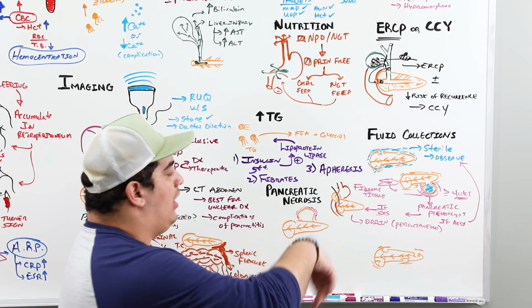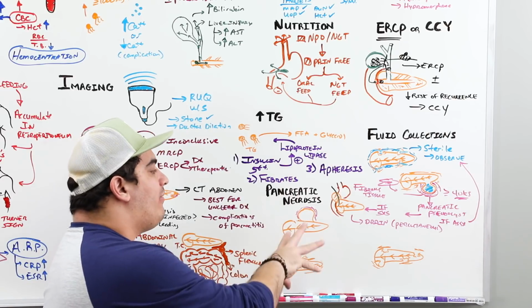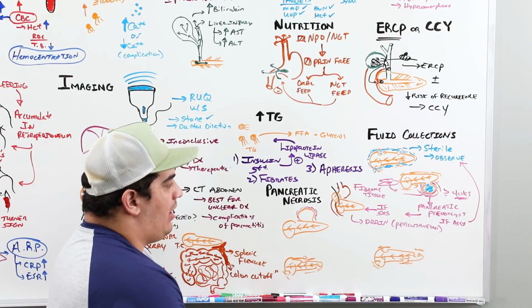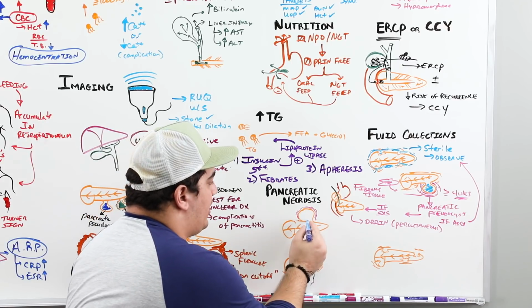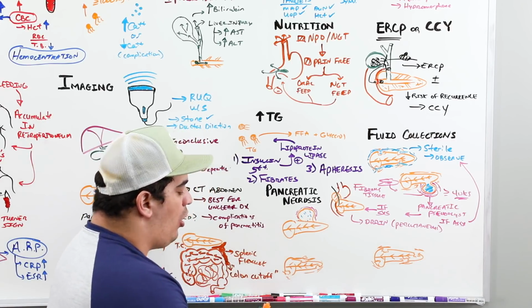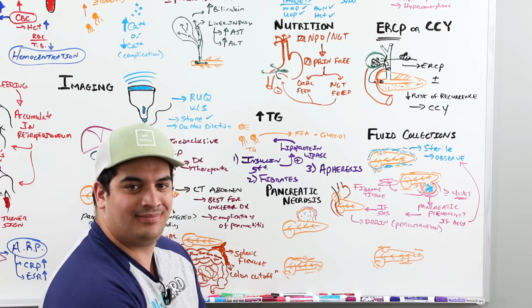Okay, the next question. What if that pancreatic pseudocyst was not problematic, right? So here's my pancreatic pseudocyst, and it's got some sterile fluid in there, but all of a sudden, some E.